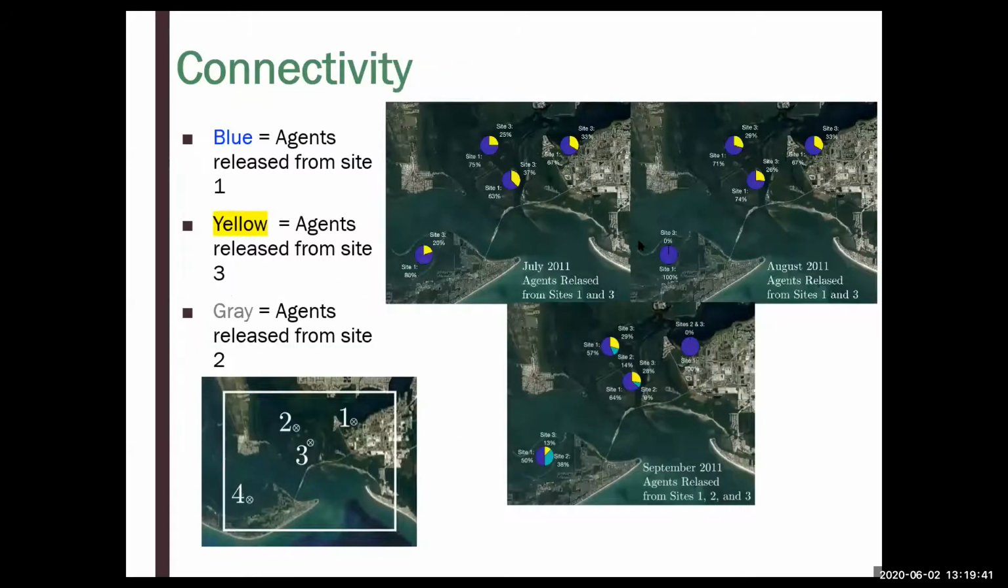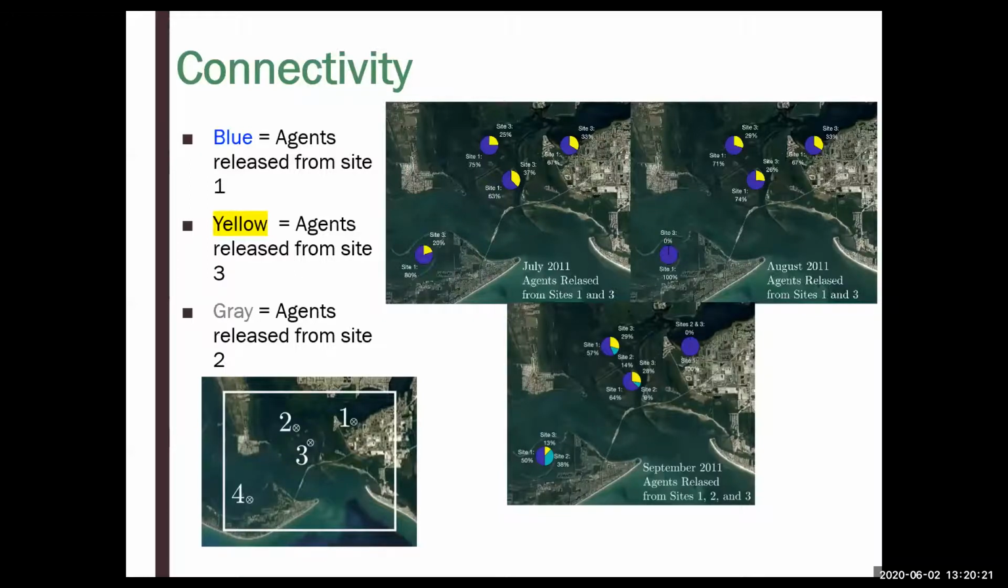So the model's able to reasonably recreate the measured settlement patterns when compared with the measured data. So that allowed us to look at connectivity patterns between these 4 sites. So the colors in these various figures indicate, from the release site of the agent, where the agents would settle at each site. So we have agents released from site 1 in blue, agents released from site 2 in gray, and site 3 in yellow. So if we first look at the top left figure, this is our July simulation.